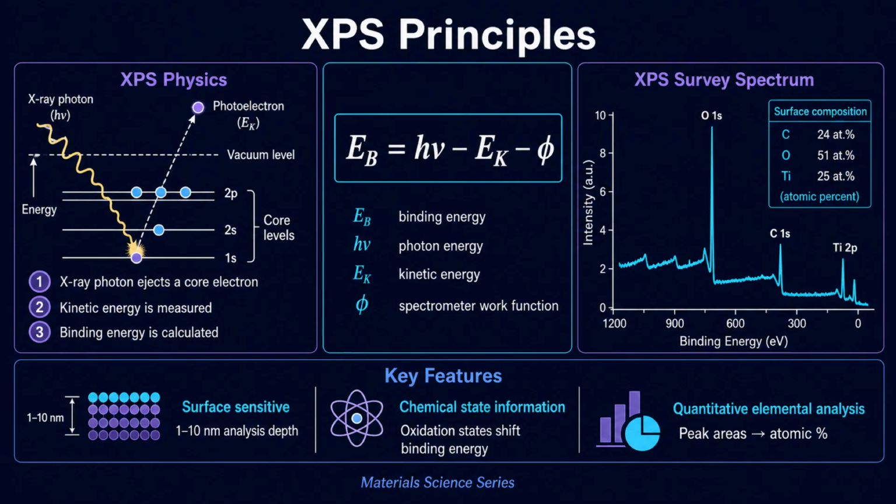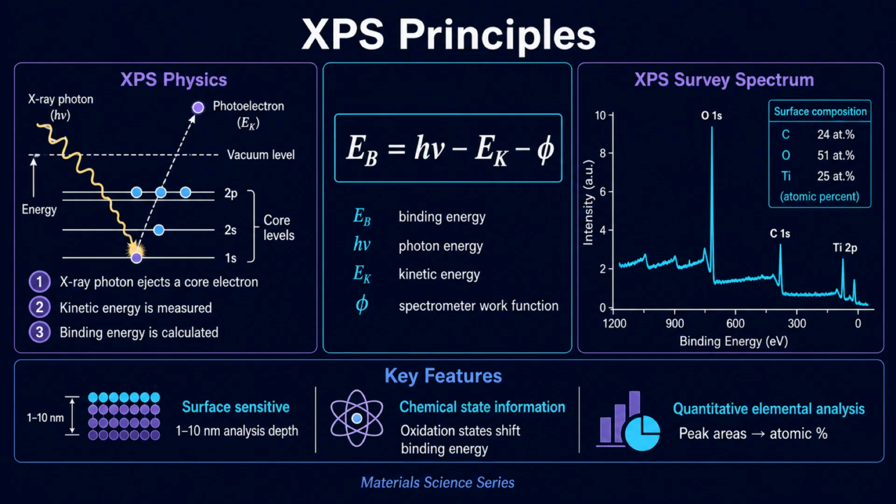XPS is surface sensitive because photoelectrons have limited escape depth. Only electrons from the top 1 to 10 nanometers reach the detector without losing energy. The key advantage of XPS is chemical state information. Binding energy shifts when the chemical environment changes.